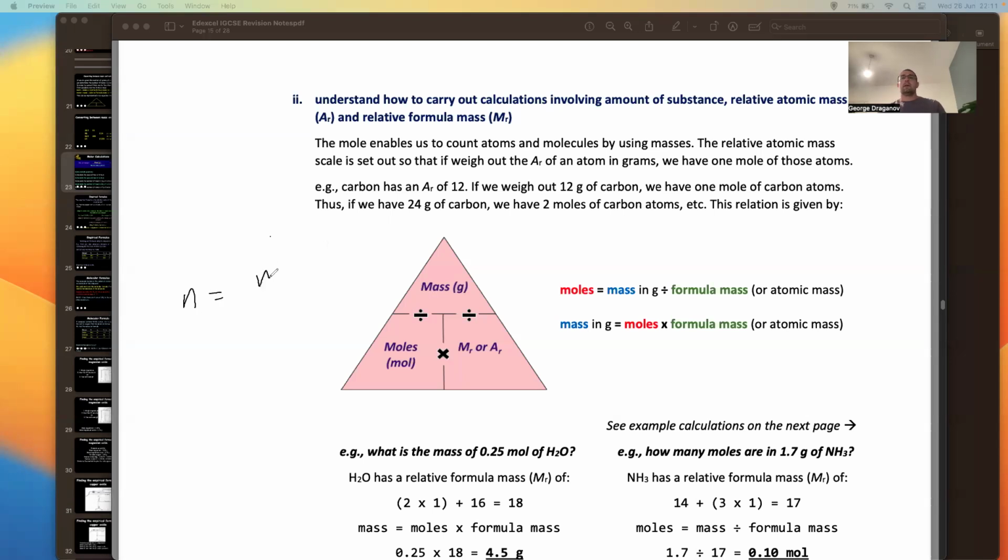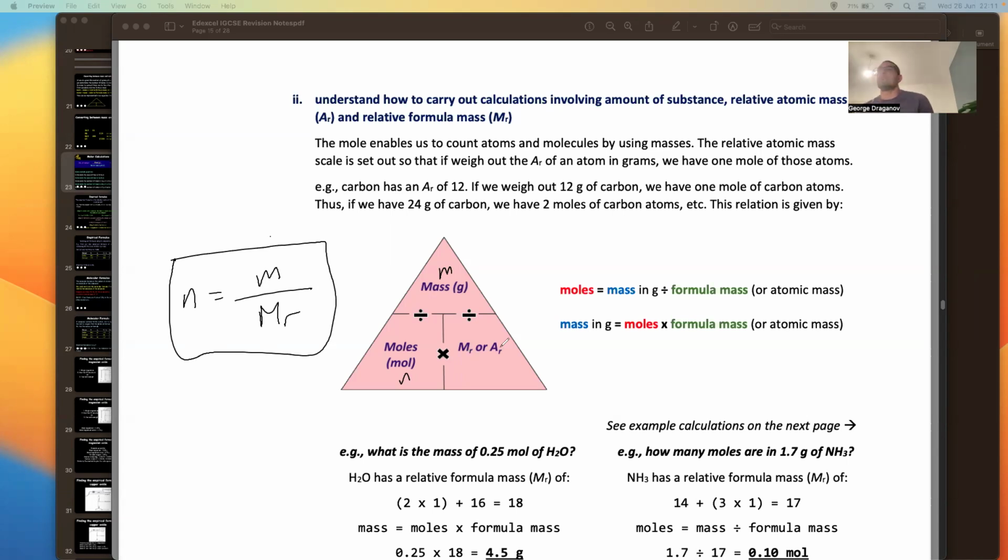You'll need it in your A-level and in your GCSE, and it is this one here. So n, which is moles, is mass, which is little m, over Mr in the case of a compound, and Ar in the case of an element. That's the difference, but that's just a technicality of the language. Just remember that it has to be in grams.